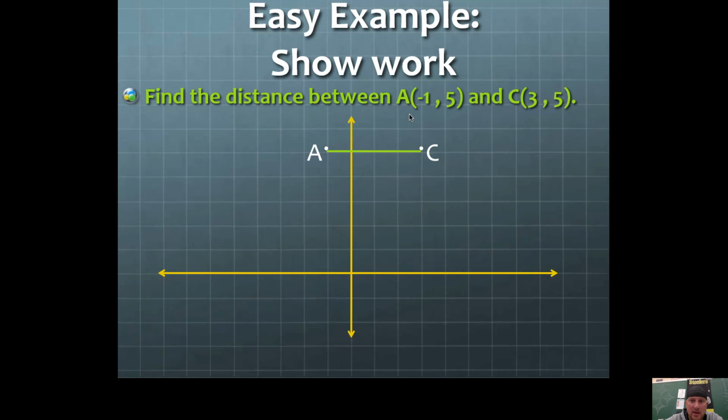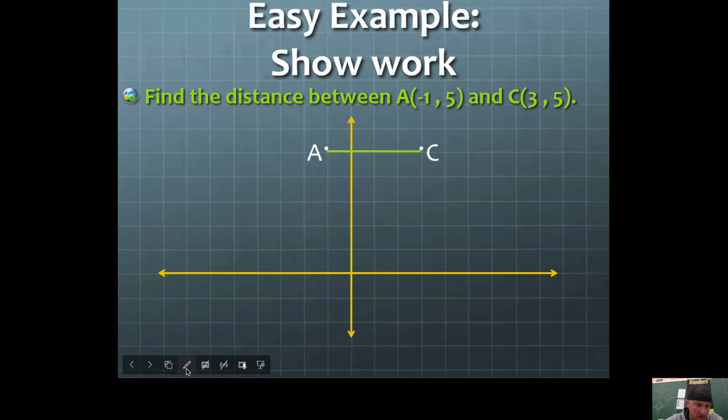So notice how A lives at -1, 5. That's 1 unit to the left and 5 units up. C lives at the ordered pair 3, 5. So we're going 3 to the right and 5 up from the origin. How long is this segment AC? Or how far is it from point A to point C?